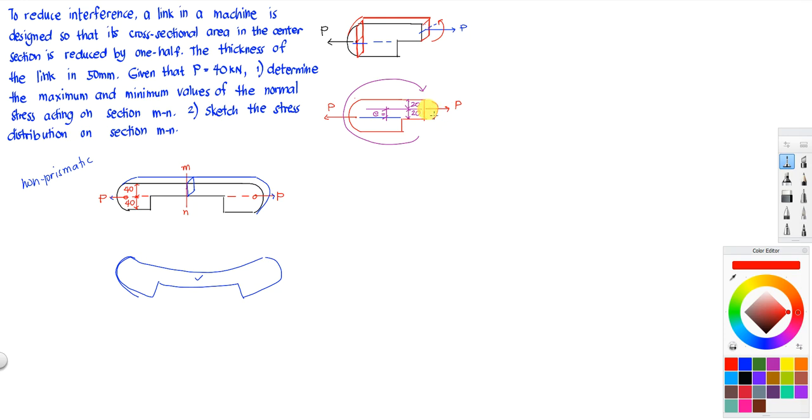Nakita natin yung P, hinila mo dito, P, hinila mo doon. So, para siyang pinapaikot ng pa-clockwise. Kailangan i-oppose niya yon. So, i-oppose natin yon by this. Kaya, pa-counterclockwise. And we will call that as the M.